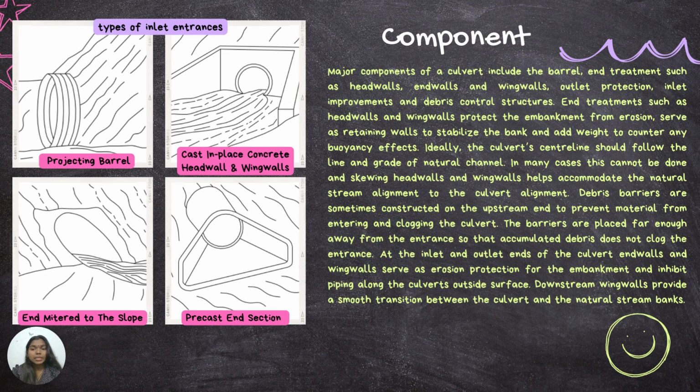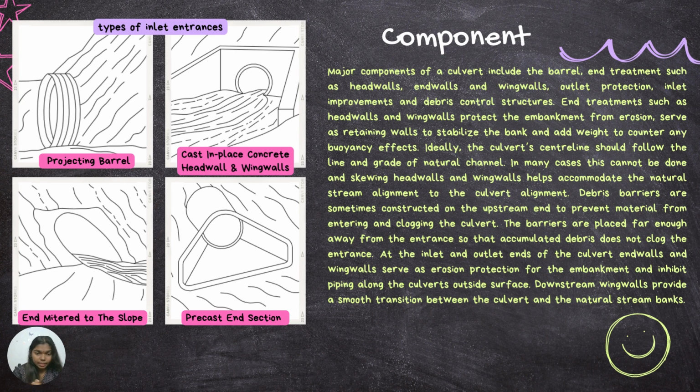In many cases, this cannot be done, and skewing head walls and wing walls helps accommodate the natural stream's alignment to the culvert alignment. Debris barriers are sometimes constructed upstream to prevent materials from entering and clogging the culvert. The barriers are placed far enough away from the entrance so that accumulated debris does not clog the entrance.